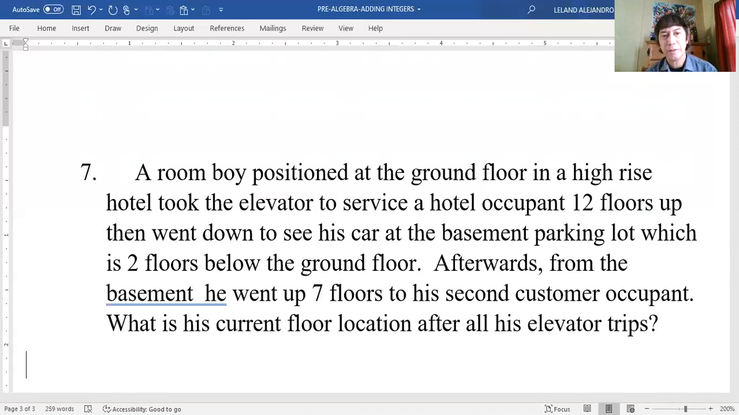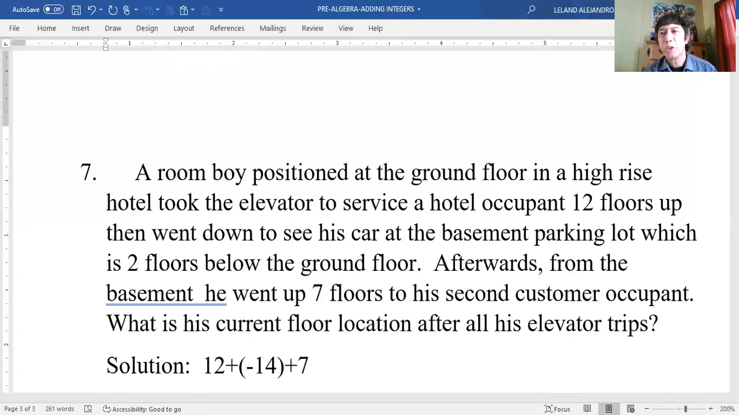Now, upon reaching the basement, the room boy went up 7 floors. So that's a positive 7. And then we're now ready to answer the question. For our solution, we shall start with a positive 12. And then, just like what I said, it went 2 levels below the ground level. That means 12 and 2. That makes negative 14. And then from the basement, the room boy went up 7. So this will be plus 7.